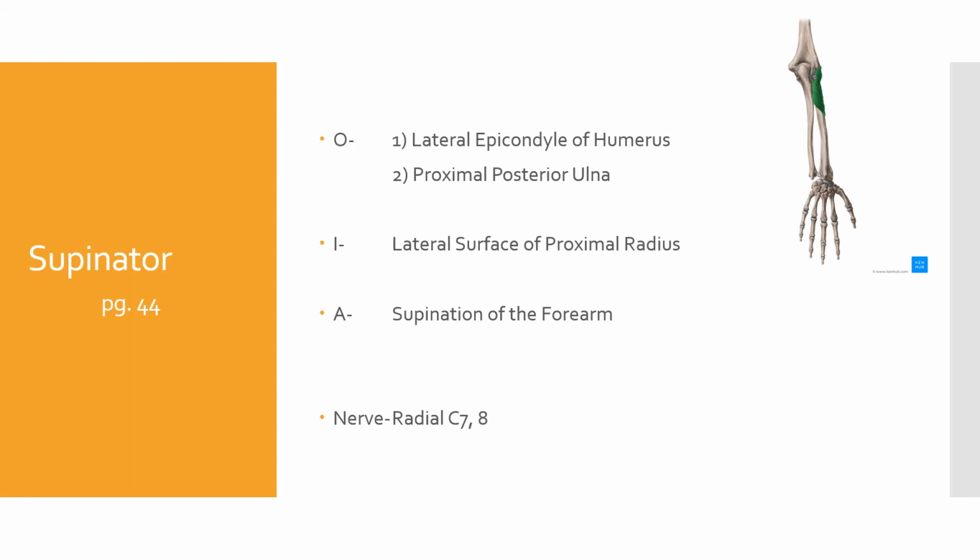Supinator. Two origins include the lateral epicondyle of humerus and the proximal posterior ulna. Insertion, lateral surface of proximal radius. Action, supination of the forearm.